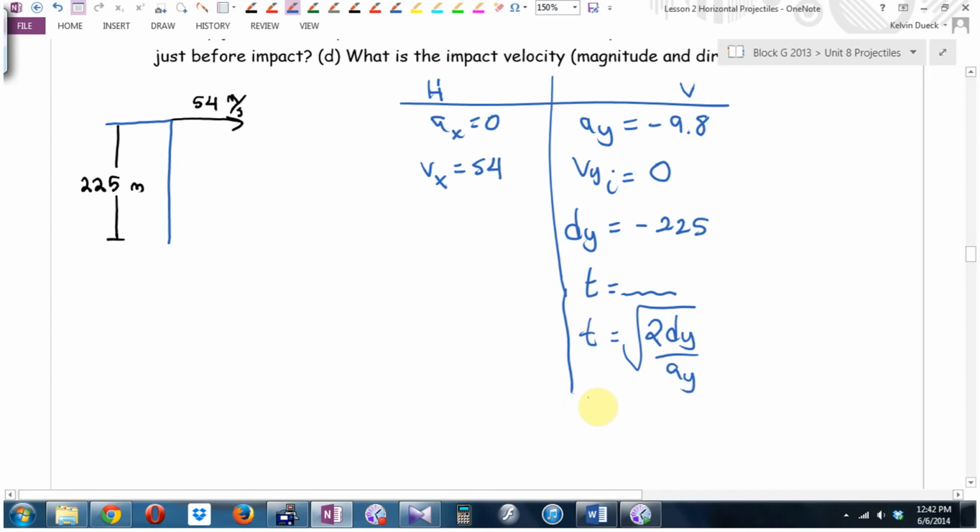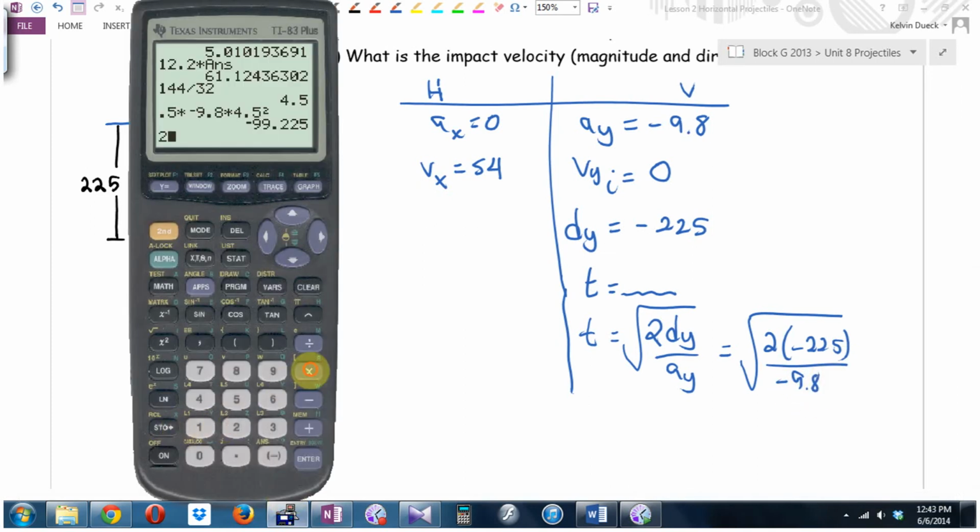Yes? But Rob, you okay with how we derived that? We've done it a bunch of times. I would never do that on a test or a quiz. I'd derive it just to be safe, but C, D, and E are going to take a bit of space. The square root of 2, negative 225, times negative 9.8, divided by negative 9.8.